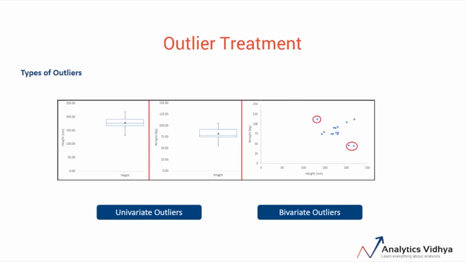Now let's have a look at the different types of outliers. So there are two types of outliers. First is the univariate outliers and second are the bivariate outliers. Univariate outliers are the ones we find when we analyze a single variable for outliers. So that is like in the example given here, we are analyzing a single variable called height for any outlier or weight for any outlier. But in bivariate outliers, we analyze two variables together for outliers. These two red circle points are the bivariate outliers.